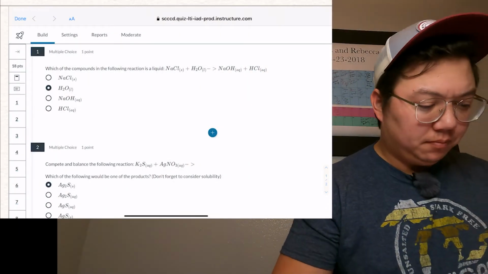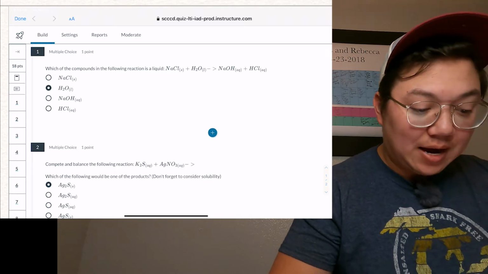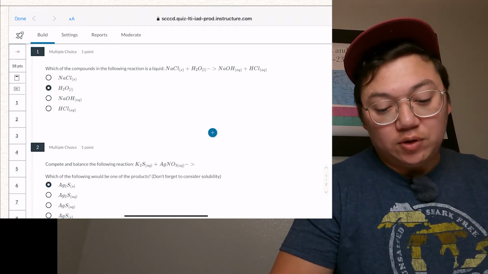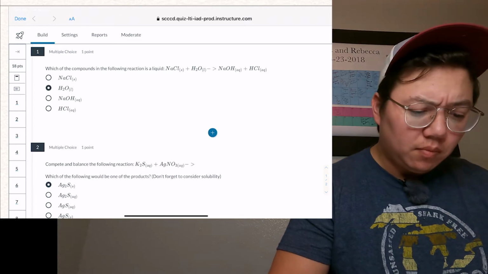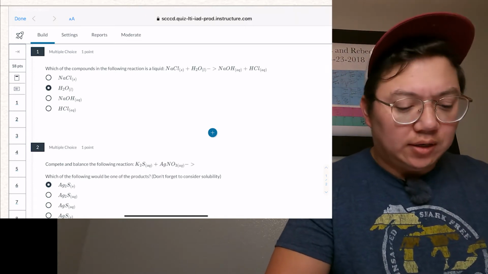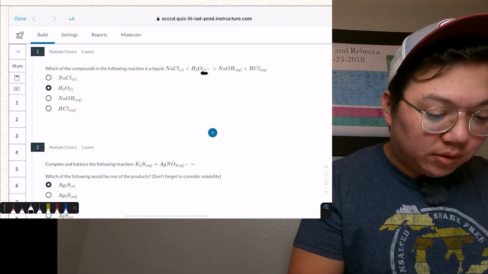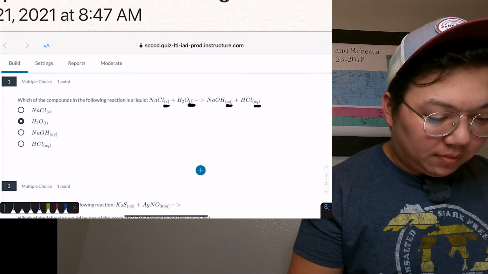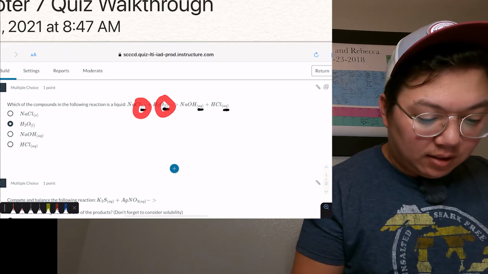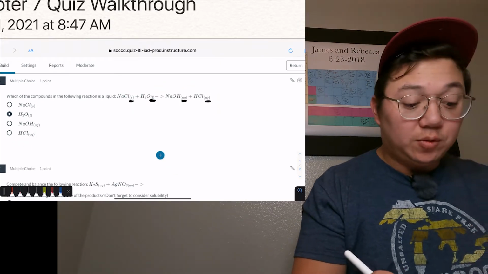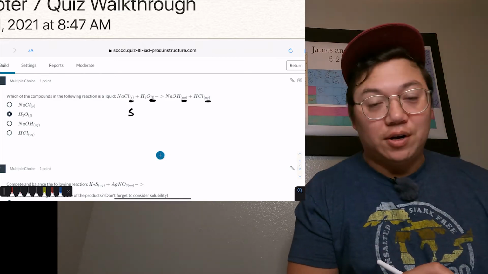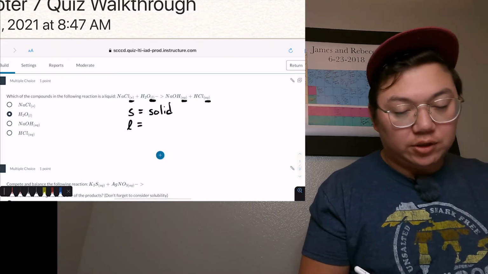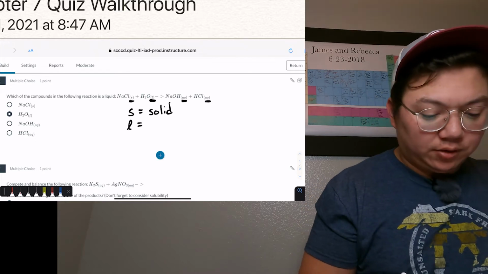So looking at number 1, which of the compounds in the following reaction is a liquid? We have sodium chloride, H2O, water, reacts to form sodium hydroxide and hydrochloric acid. So what I was looking for in this question is that you were looking at these subscripts, these down on the side where we've got this S, L, AQ, AQ. For any reaction, S is solid, L, which if you're writing it by hand is usually a cursive L, is your liquid.